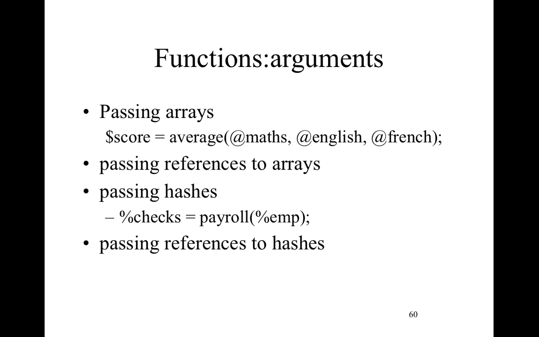Where did this come from? So in parsing arrays, we have this variable score, and it's equal to the average of math, English, and French.